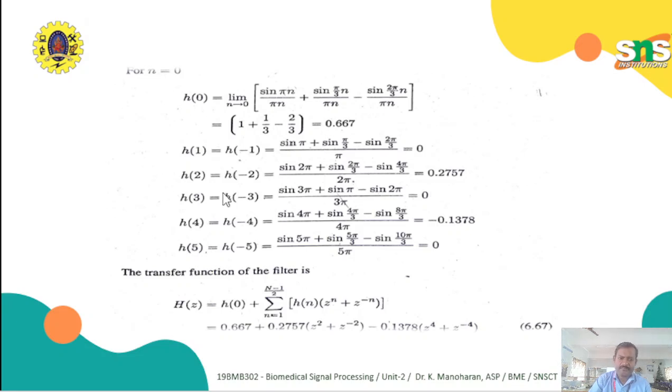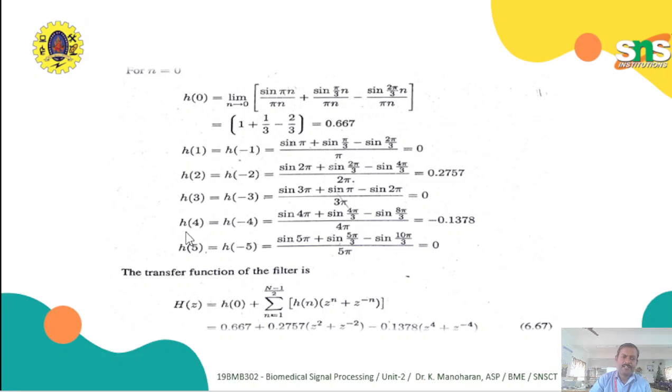Similarly, we can do it for h of 3. So h of 3 will be equal to h of minus 3, that will be equal to sin of n pi, so sin of 3 pi, plus sin of n pi by 3. So n is 3, so 3 pi by 3, the 3 will be cancelled, it becomes sin pi. Similarly, minus sin of 2 n pi by 3. So 2 into 3 pi divided by 3, the 3 will be cancelled. We get only sin 2 pi. So the actual expression is divided by sin n pi, so n is 3, so sin 3 pi. If you substitute this also, we get a value of 0.